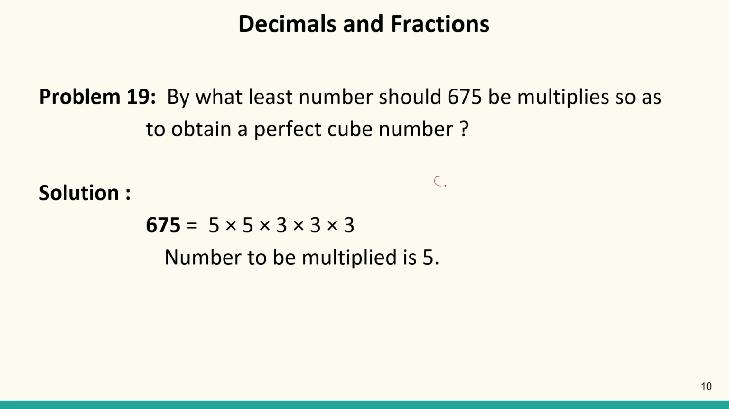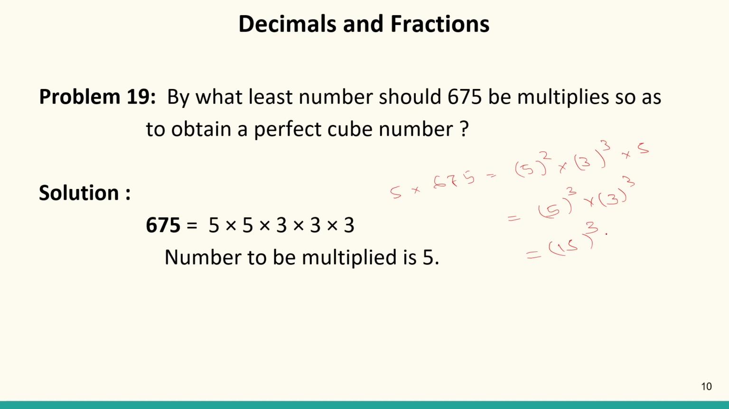So 675 is equal to 5 squared into 3 cubed. If we multiply by 5 here, we multiply by 5 down here also. So what it becomes is 5 cubed into 3 cubed, which further appears as 15 cubed. Now we can write 675 as 15 cubed.